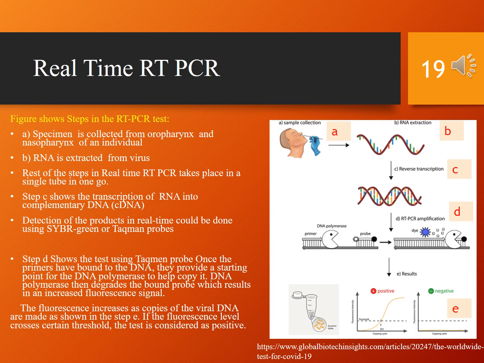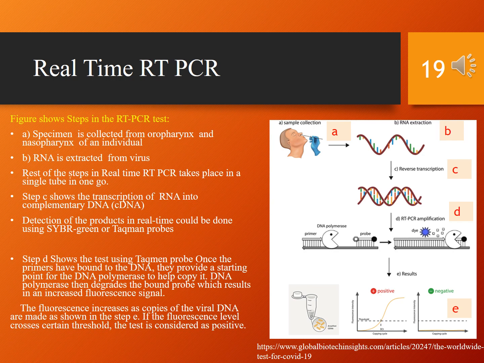As the figure shows, the following steps are found in the RT-PCR test. A. Specimen is collected from the oropharynx and nasopharynx of an individual. B. RNA is extracted from the virus. The rest of the steps in real-time RT-PCR take place in a single tube in one go. Step C shows the transcription of RNA into complementary DNA.